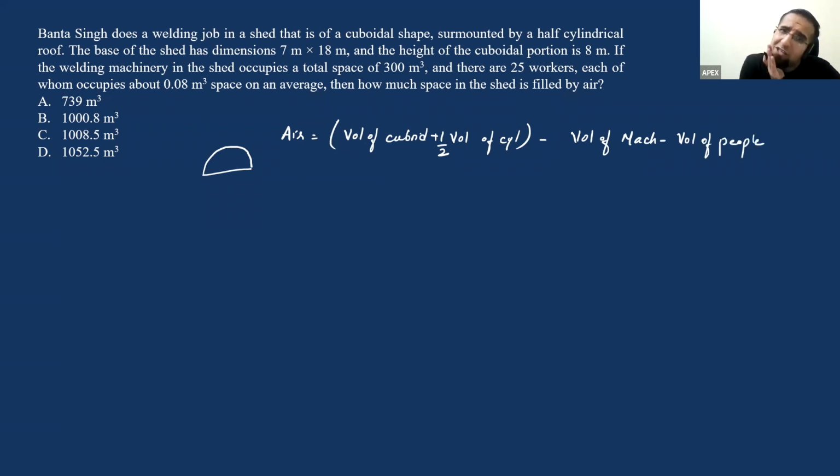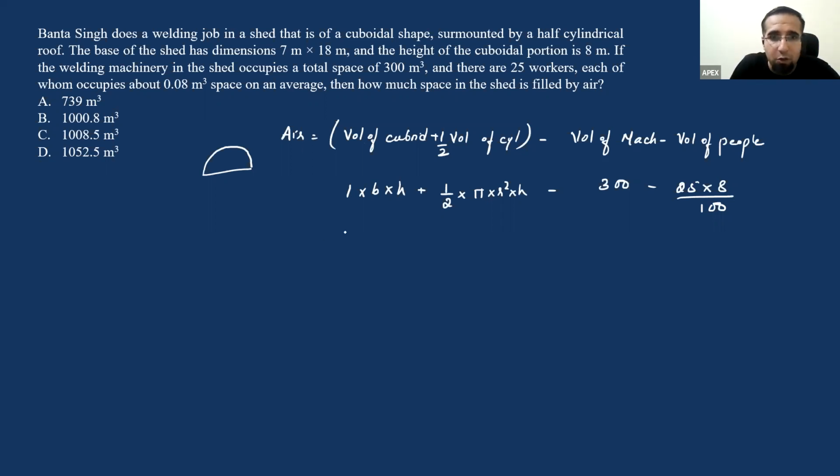Now, what is volume of a cuboid, guys? Volume of a cuboid is L into B into H. So if I need to write down the formulas, these are the formulas you need to apply. L into B into H. Now, the cylinder becomes half into pi into R square into H, minus volume of machinery given to us is 300, minus I have 25 into 8 divided by 100. Clear? Volume of people. Simple, right? The space occupied by people.